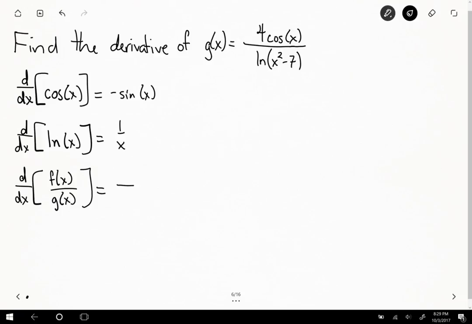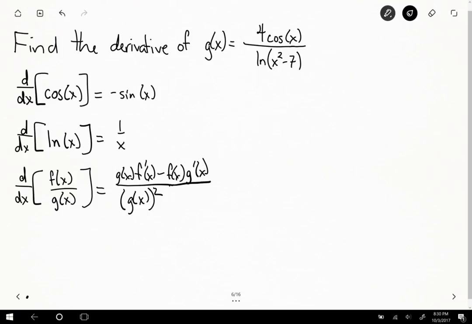And so what is the quotient rule? This is a little bit more interesting. You take g of x, the quantity squared, and then we'll go write g of x up here, and then times f prime of x, minus, you write the numerator, f of x, and then times g prime of x.